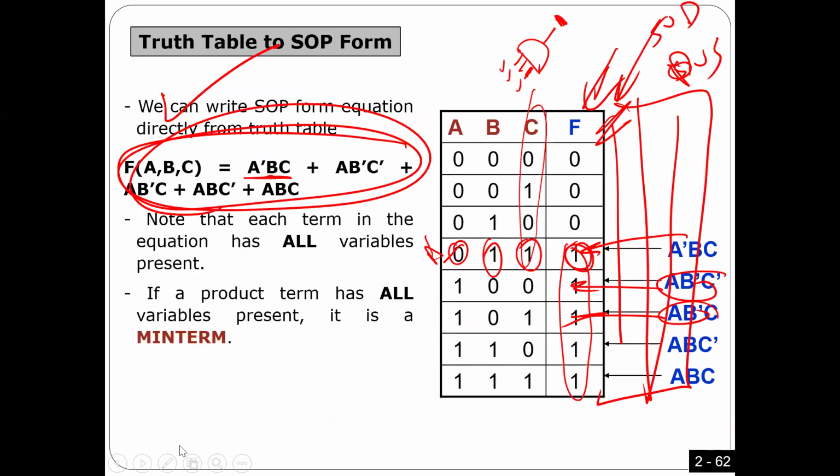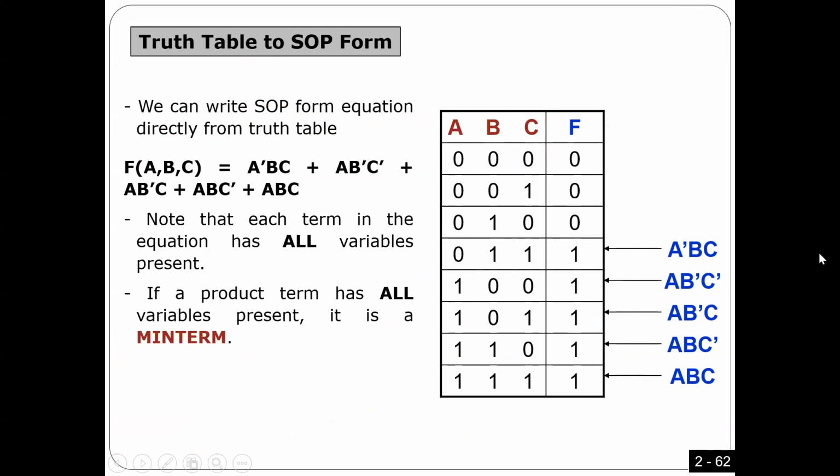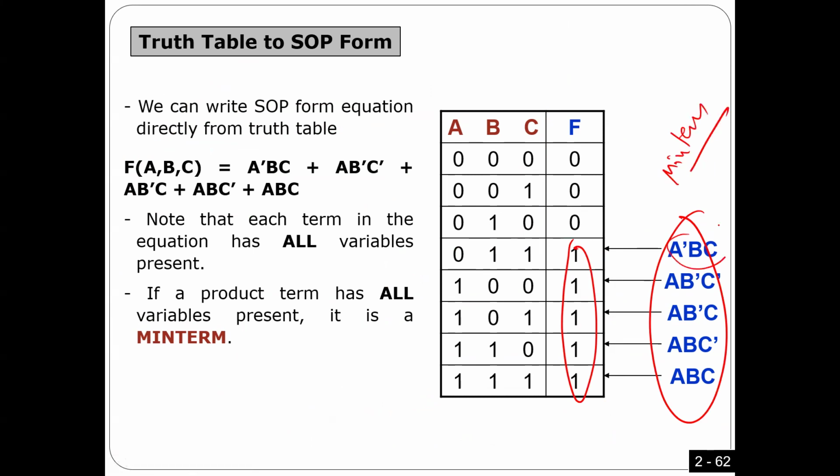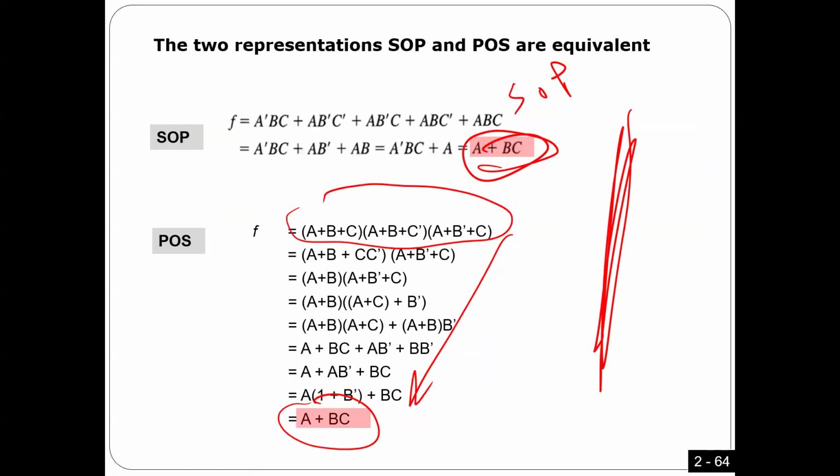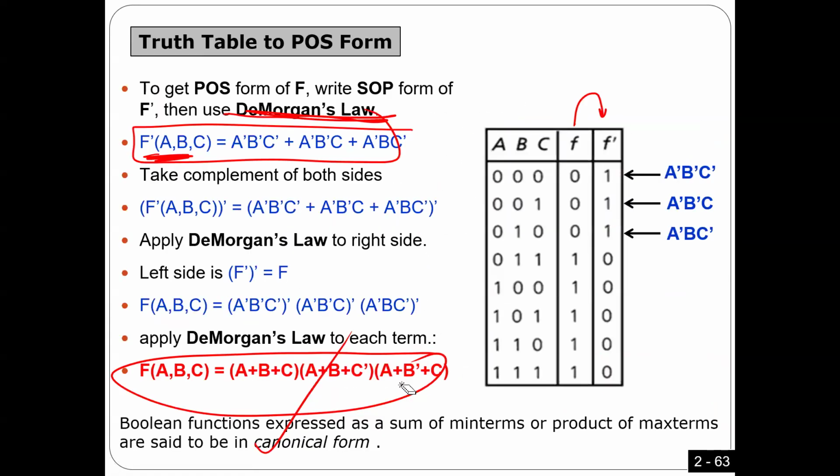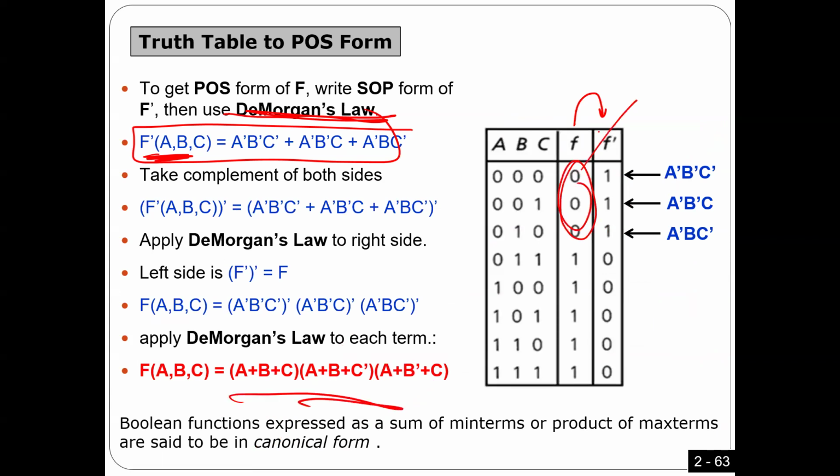The terms I explained here, you remember when I worked on the ones and I got these terms? These terms are called min terms. So here these are the min terms. The terms I got here for zeros, the three terms, every one of them we will call a max term.